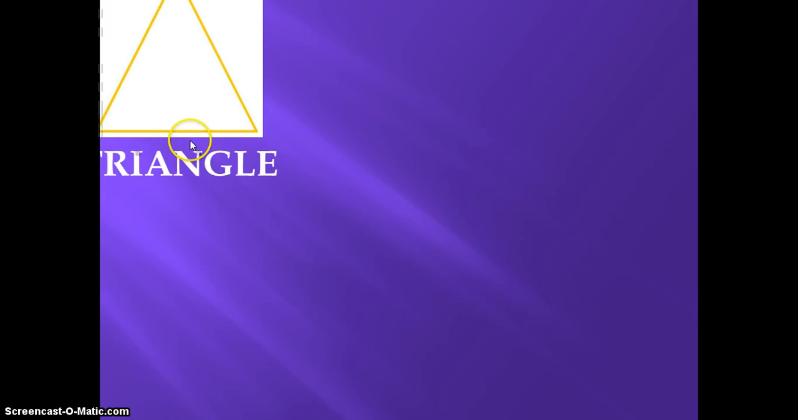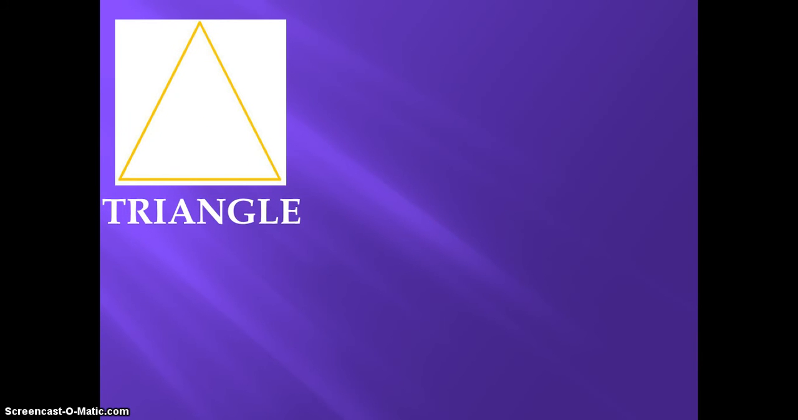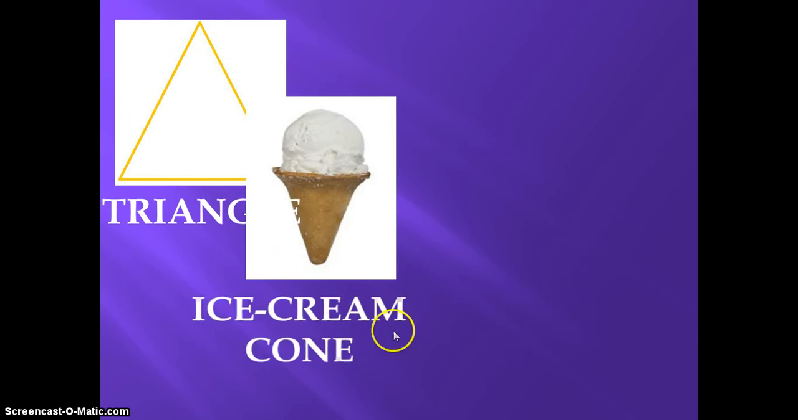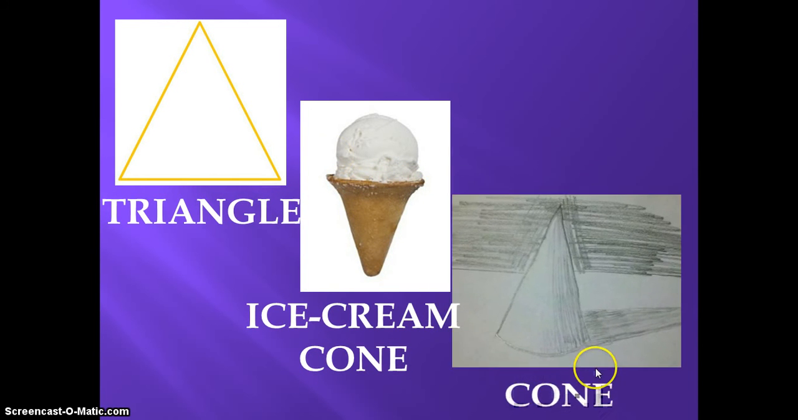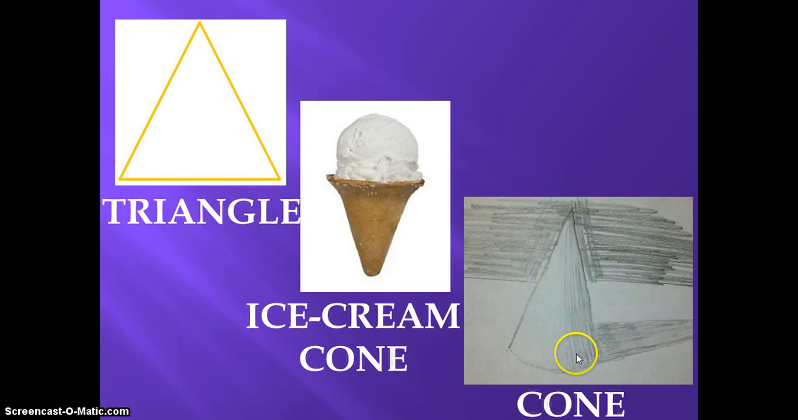And then we have our triangle. And we said that our cone, although it's upside down, is still a triangle. But this triangle you can't hold on to, and this one you can, so we call it a cone. Ice cream cone, or just cone. We'll call it a cone because you can hold on to it. 3D.